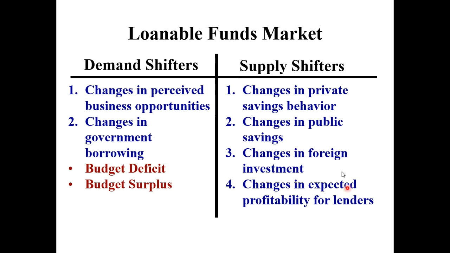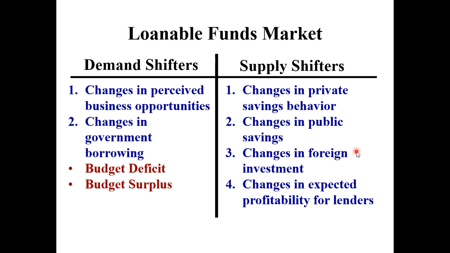The supply curves can shift too. Changes in private savings behavior. When people put more money into their bank, that increases the supply of loans. Changes in public savings: it's counterintuitive, but when the government saves money, it decreases the supply of loans. And the reason why is because the U.S. government doesn't keep their money in Bank of America or Wells Fargo. The U.S. government keeps their money in Federal Reserve vaults where they don't get lent out, and they just sit there until they're needed. So when you put money into your bank, that money gets lent out, and that increases the supply of loans.